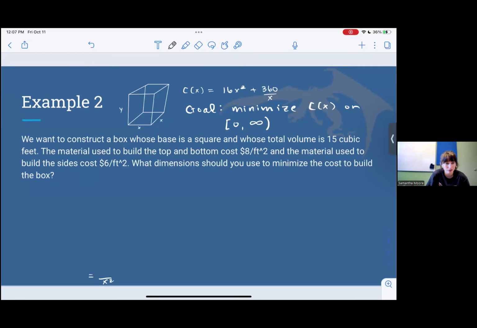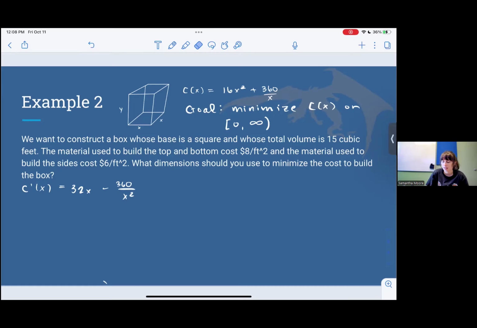Okay, so that is a first derivative or second derivative test question. Let's do a first derivative test again. The first derivative test says that I need C prime of x, which is 32x minus 360 over x squared. I got that by thinking of 360 over x as 360 times x to the minus 1, and then using the power rule to find the derivative.